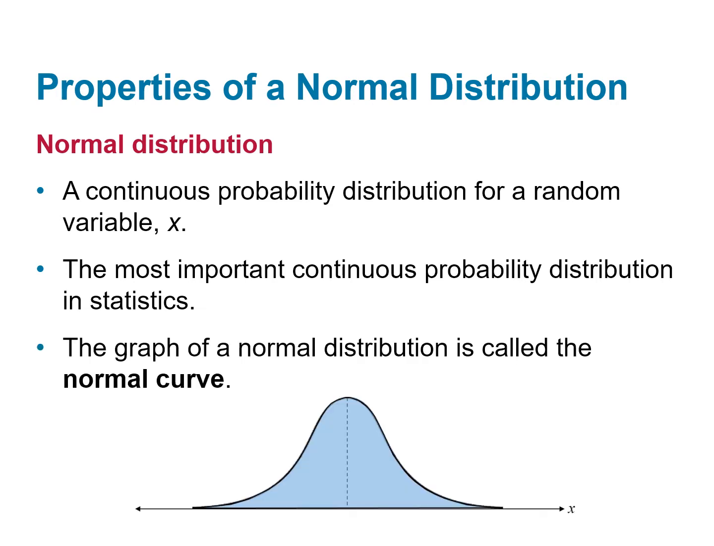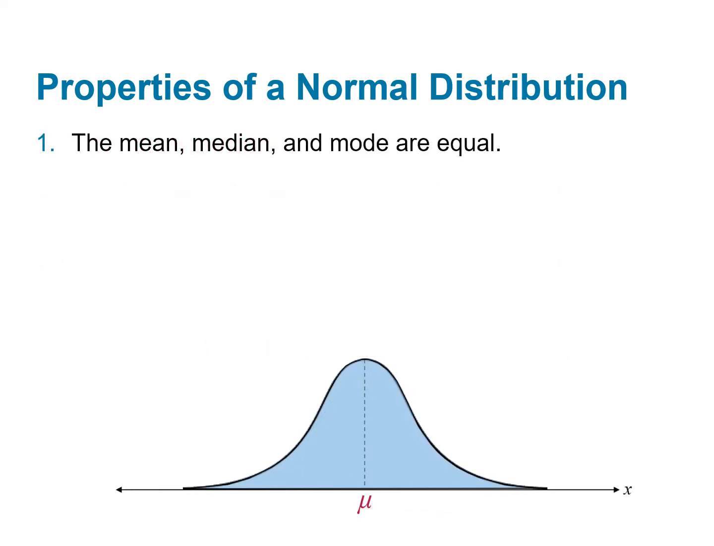The graph of a normal distribution, we call it the normal curve. You may have also seen this called a bell curve frequently. Okay, so now here are the properties you do want to write down. In a normal distribution, the mean, median, and mode are all equal, and they're all at that highest point right in the center of the distribution.